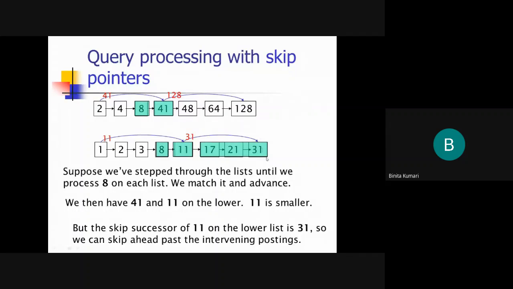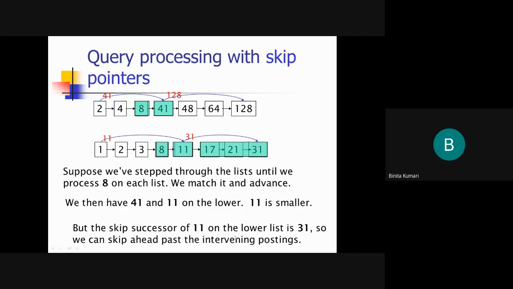Okay. But even when we reach 31 and compare, we see that 31 is still less than 41. Okay. So we can say that if 31 is less than 41, then the numbers between 11 and 31 will also be less than 41. So if they are less, then there is no point in comparing these two with 41 and wasting our time in that. We can save that much time when we are using skip pointers.